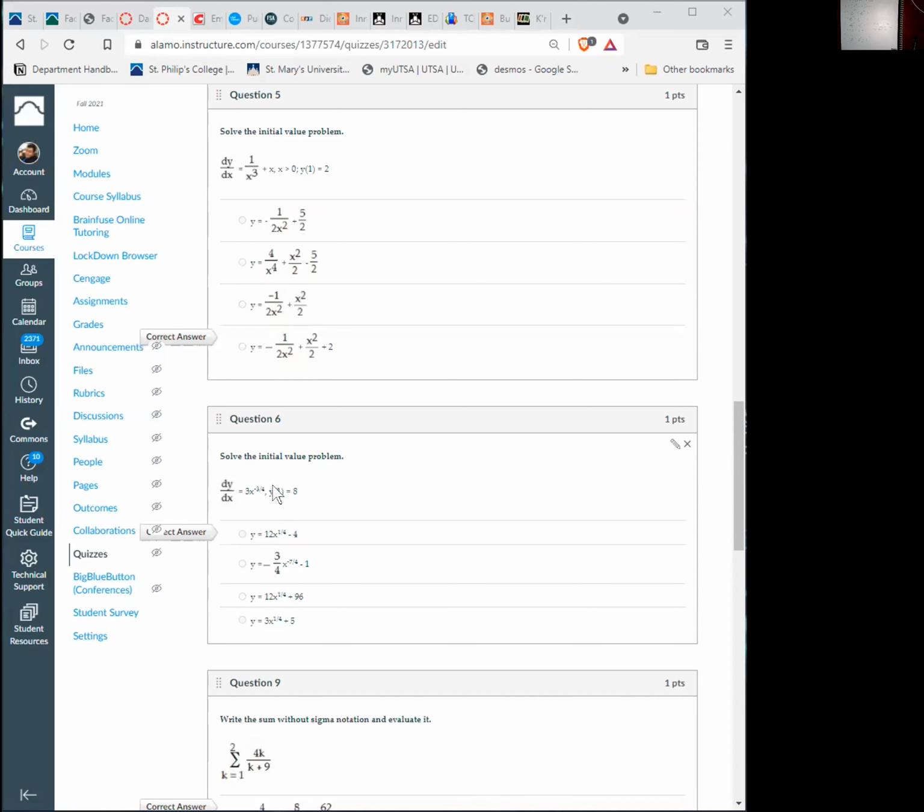All right, so you guys understand how to solve differential equations, right? You integrate and then solve for the c using the point they give you. So 6 will be the same. Find the antiderivative, plug in the 1 and the 8, find the c. All right, number 9. You guys cool on this page? Let me know if you're not.